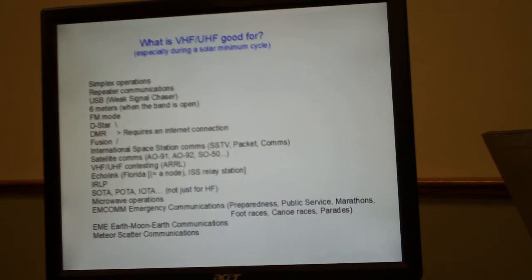Repeaters can have a D-Star link, but that D-Star requires an internet connection. A lot of repeaters don't have these extras because they can't afford the price of internet at that location, be it at the top of a mountain.